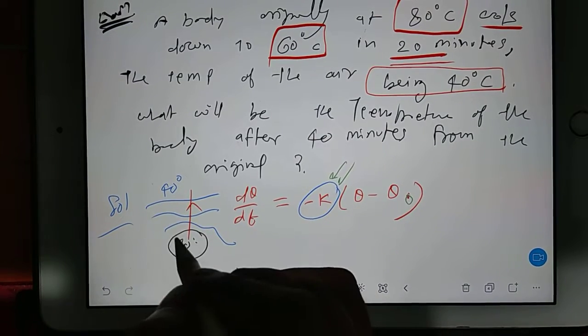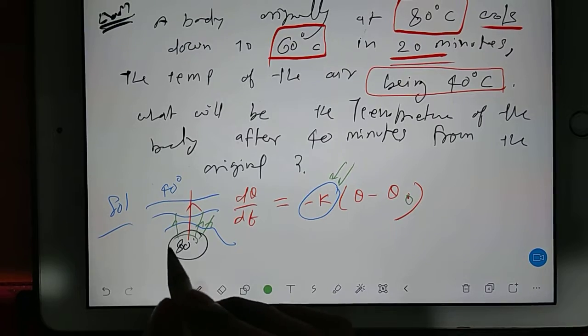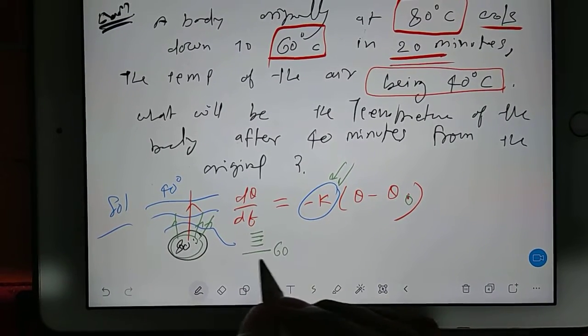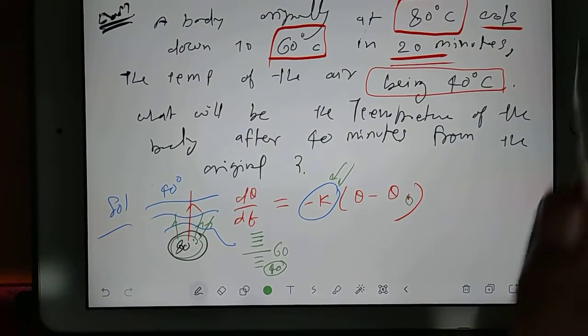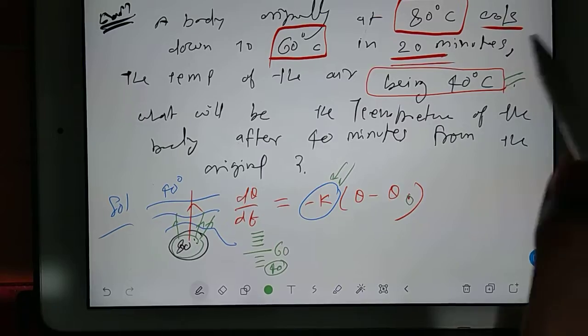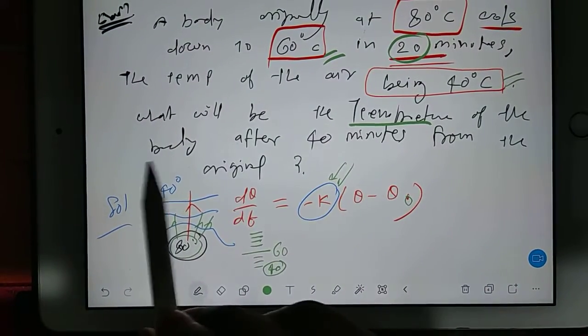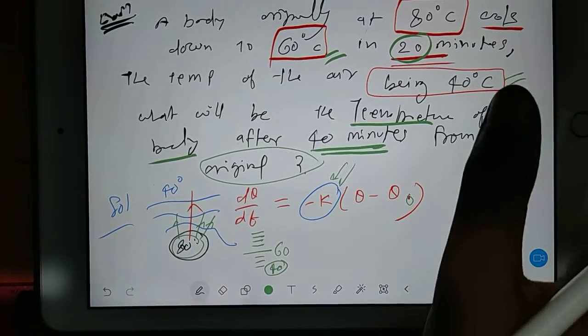Okay, so the body keeps on losing heat, and its temperature of 80 degrees keeps on decreasing. It becomes 60, and it can also decrease further to 40, the temperature of the air. But we have to solve the numerical only up to 60. Now, what will be the temperature of the body after 40 minutes from the original? I hope it's clear what is going on in the question.